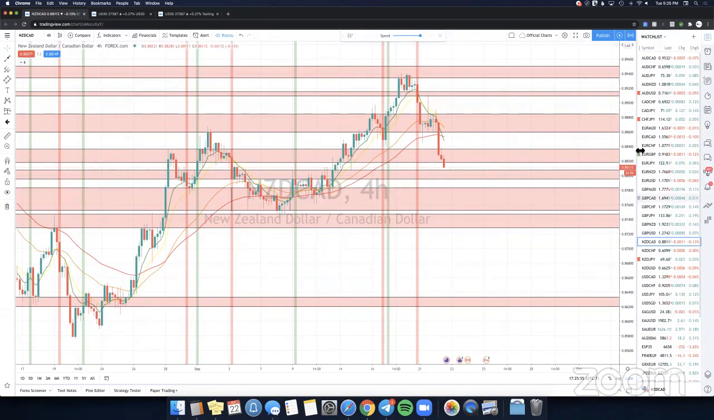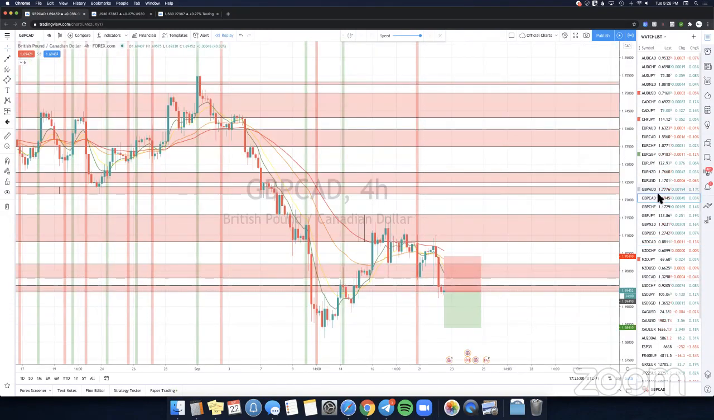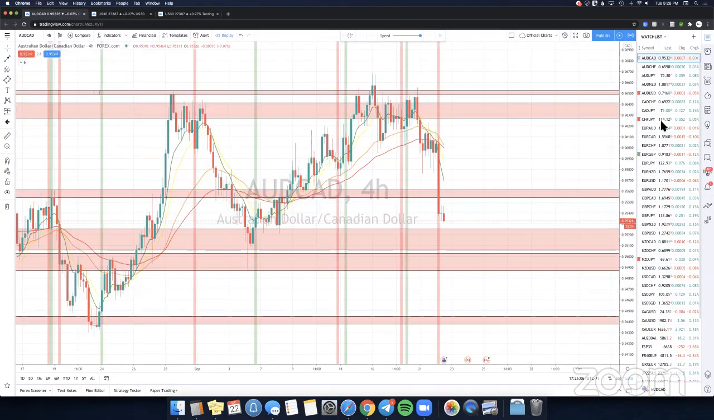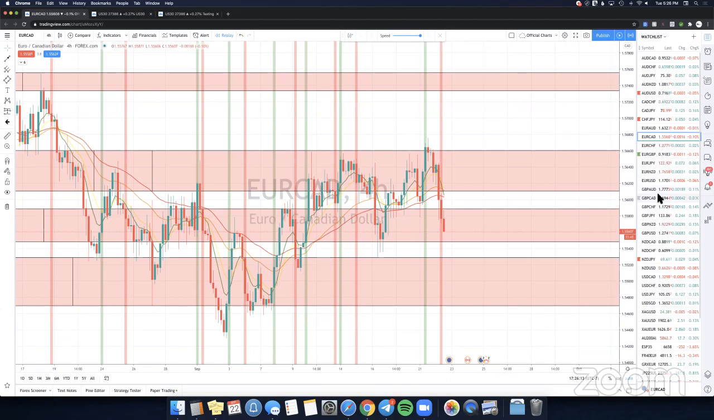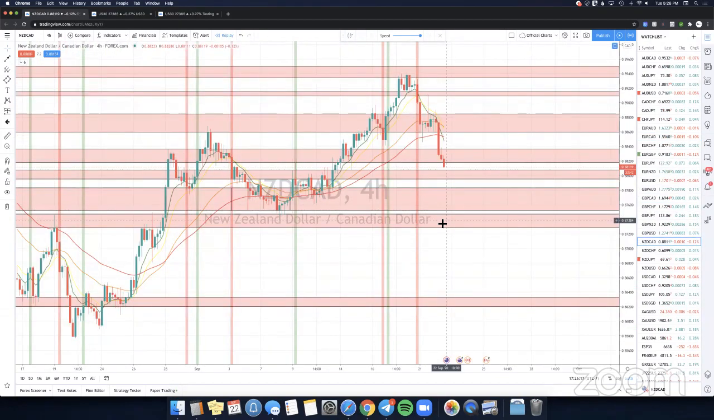GCAD's dropped down pretty heavy. It looks like all the CAD pairs are dropping. So GCAD, your CAD, yeah, it looks like the Canadian dollar is really strong right now. Could you see the correlation here? So GCAD's coming down, your CAD's coming down, GCAD's coming down. Wow, yeah, they're all coming down right now.